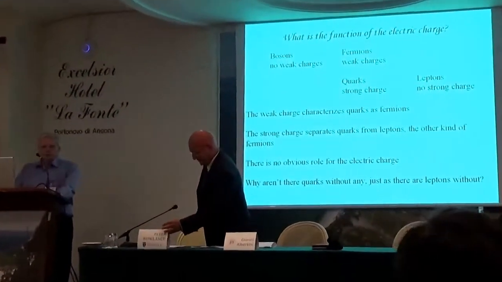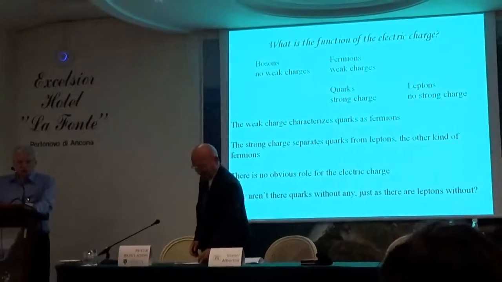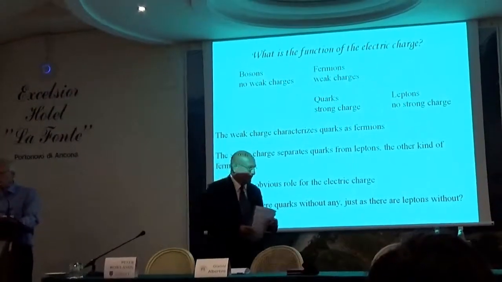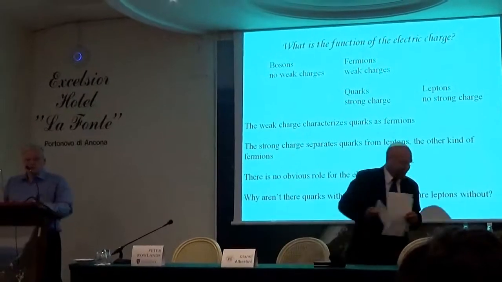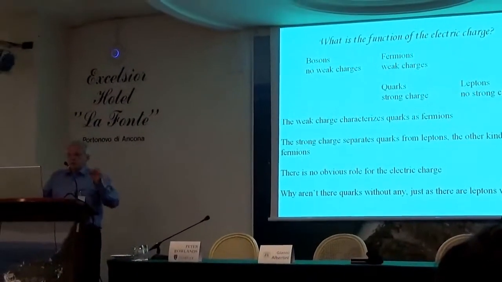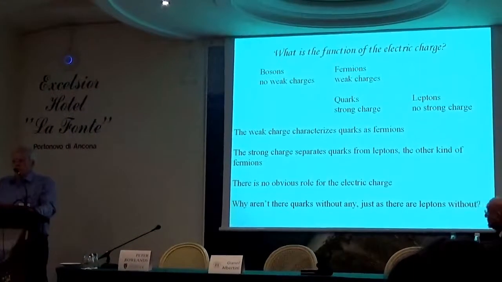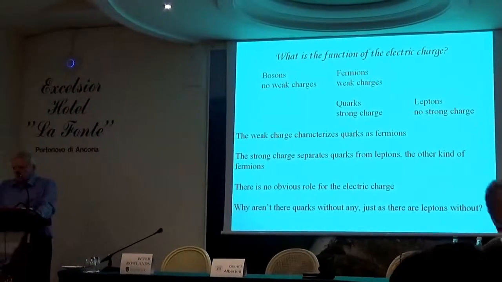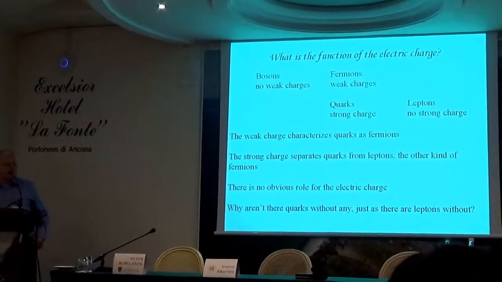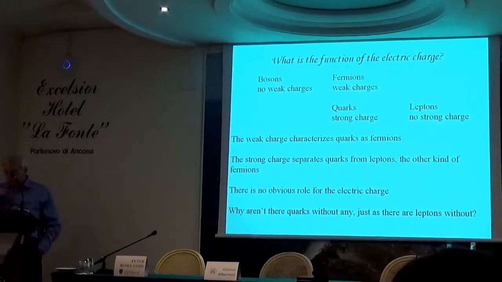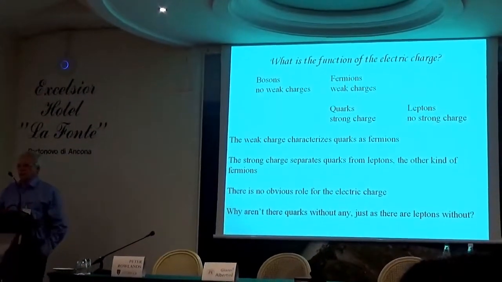We have bosons, which have no weak charges, and that's why they're bosons, they collect together. Fermions, which have weak charges. So that separates the two basic classes of particles, so we know why they're different. Then the fermions divide into two. They divide into quarks with strong charges and leptons with no strong charges. So we know why they're different.